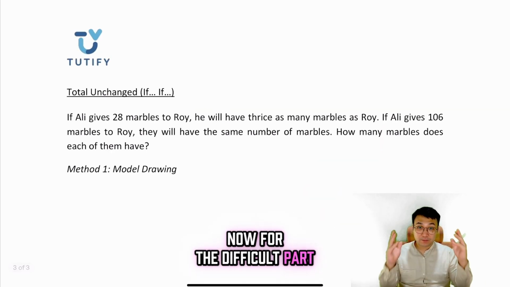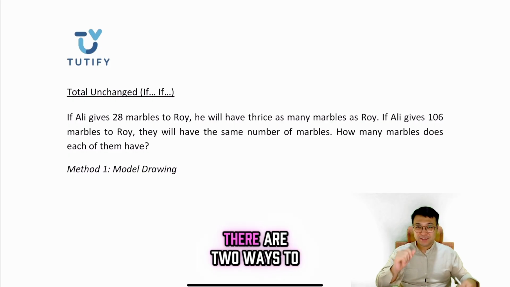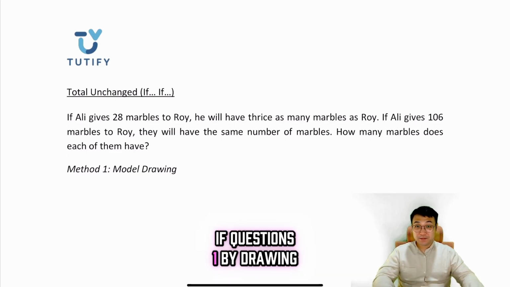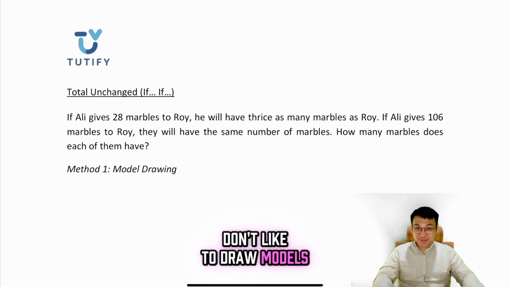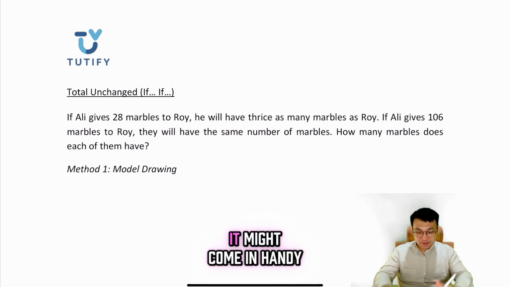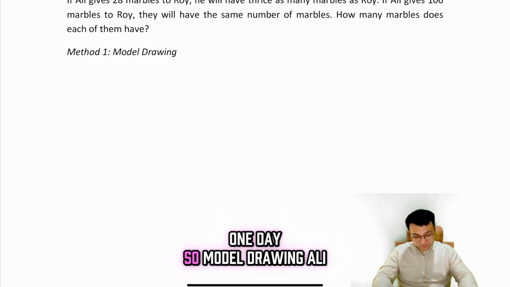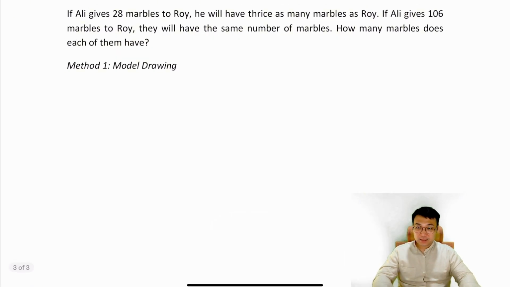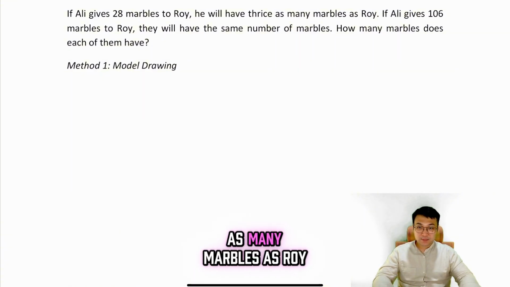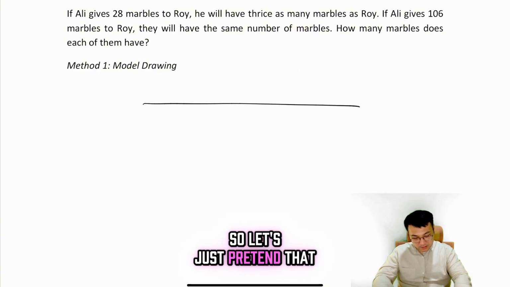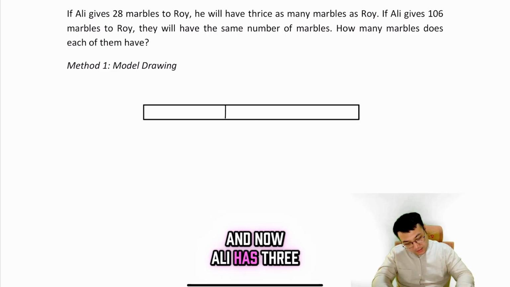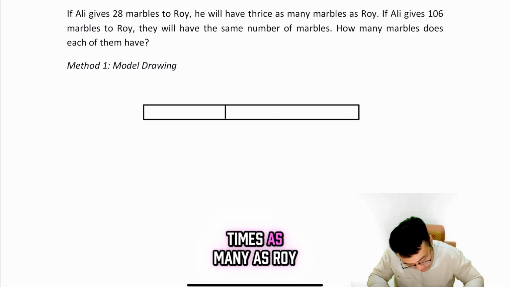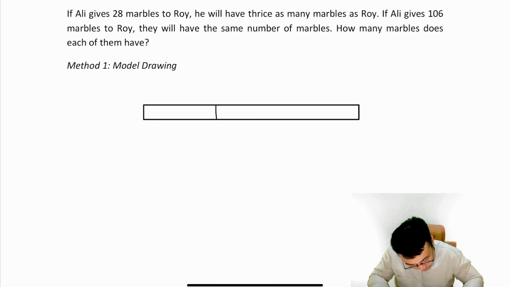Now, for the difficult part, "if" questions. There are 2 ways to solve "if" questions. 1, by drawing a model, and 2, by using ratio. For those of you who don't like to draw models, it's okay. Just learn. It might come in handy one day. So, model drawing. If Ali gives 28 marbles to Roy, he will have 3 times as many marbles as Roy. So let's just pretend that Ali has already given 28 marbles to Roy, and now Ali has 3 times as many as Roy.